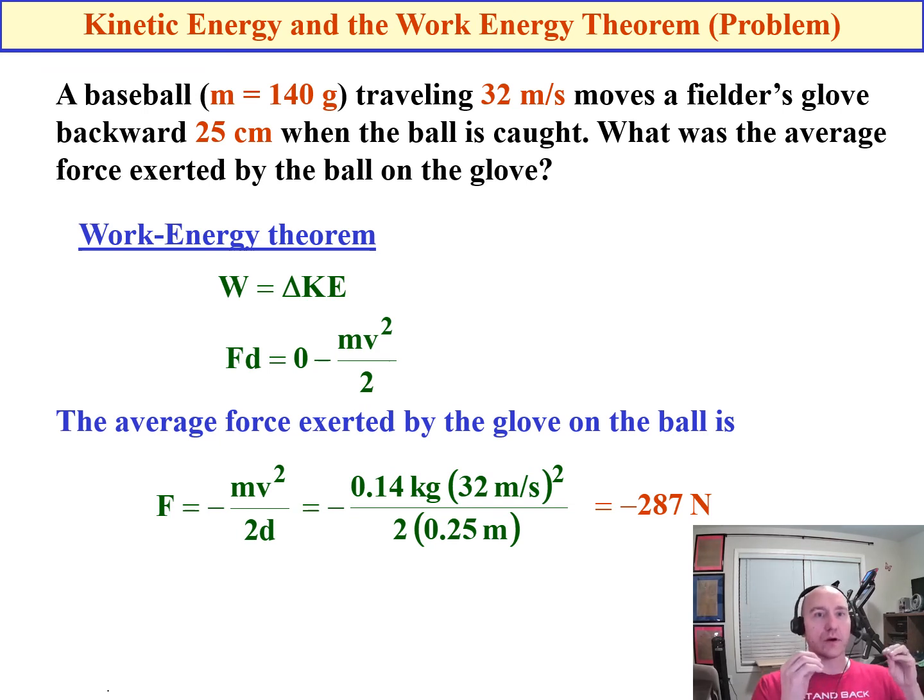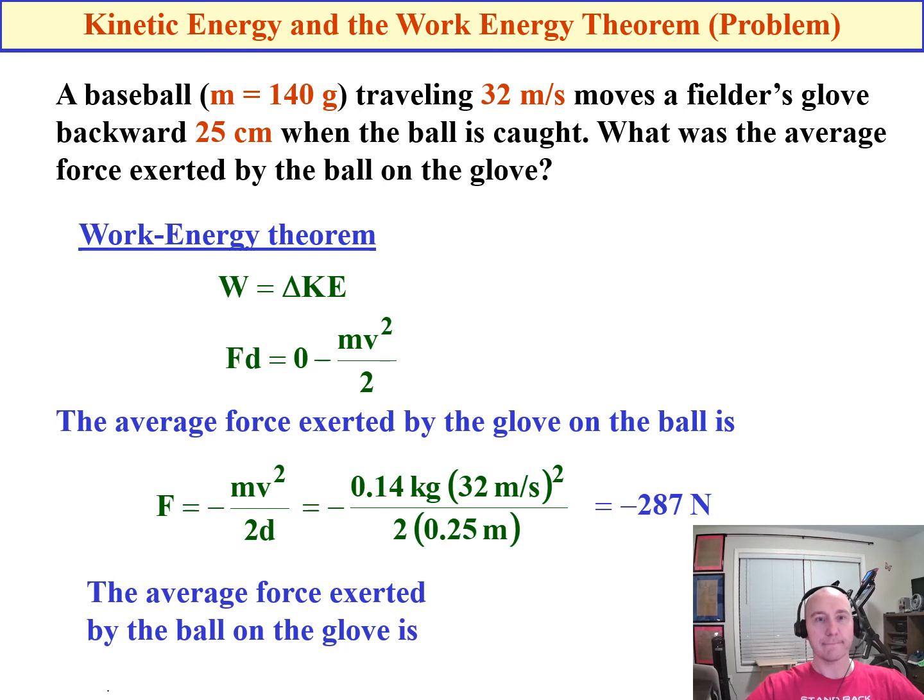So where work is force times distance, you can figure out the amount of work that a single object does by taking its force times distance. This equation does not deal with just a single force. It deals with the net force. All right, so the average force on the ball is going to be 287 newtons to slow it down.